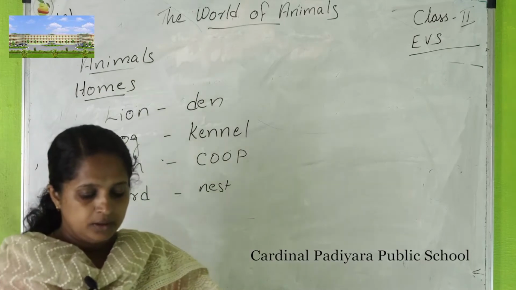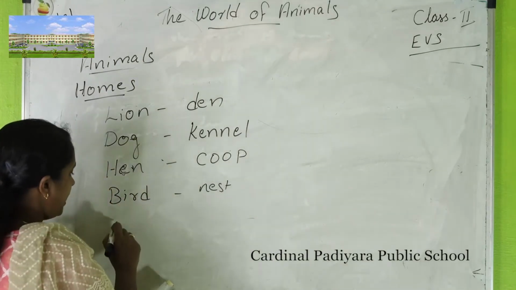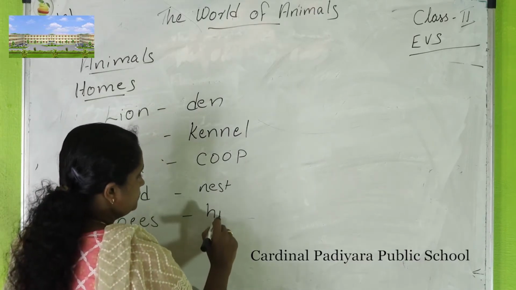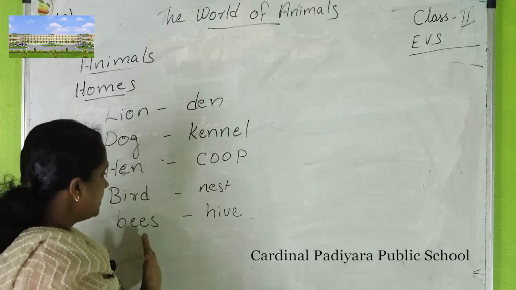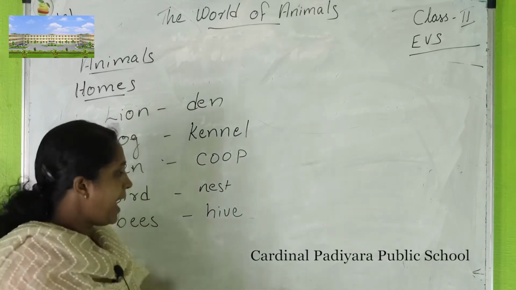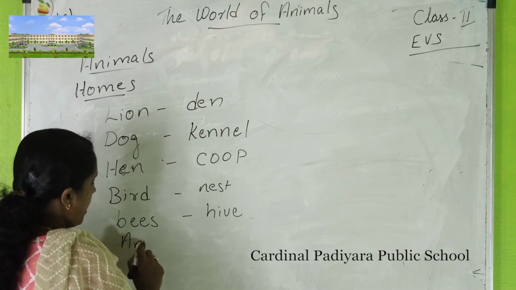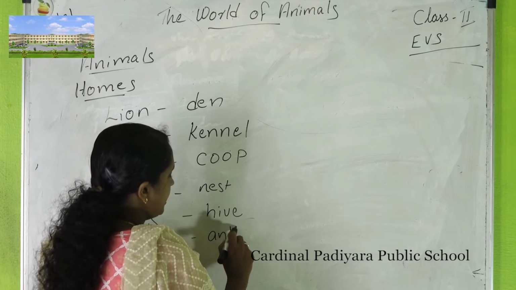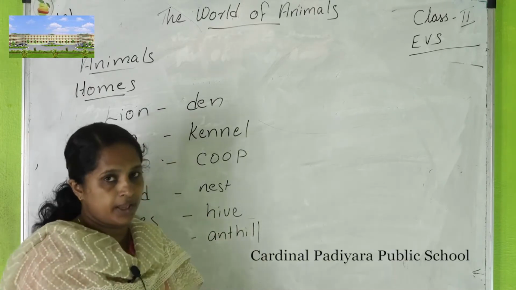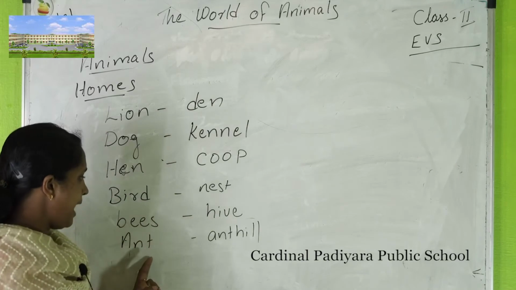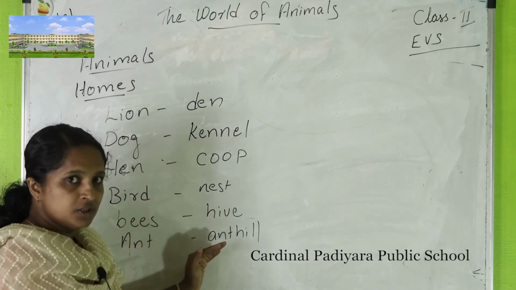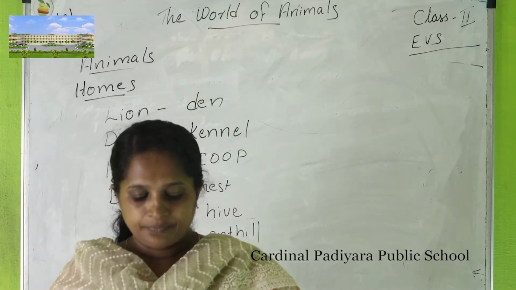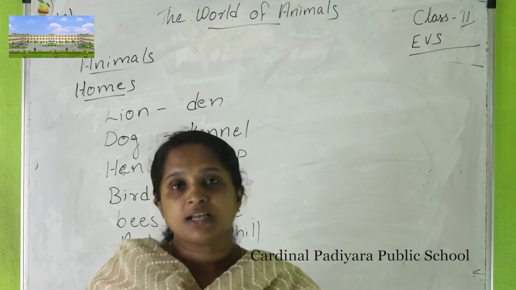Bees live in a hive. And ants live in an anthill. Birds, bees and ants build their shelters on their own. Okay, our next topic is what animals eat.